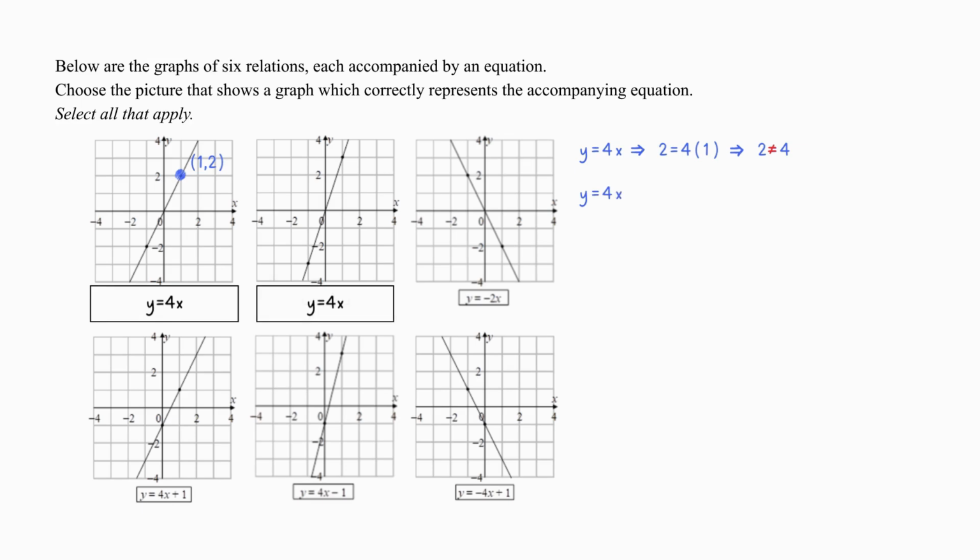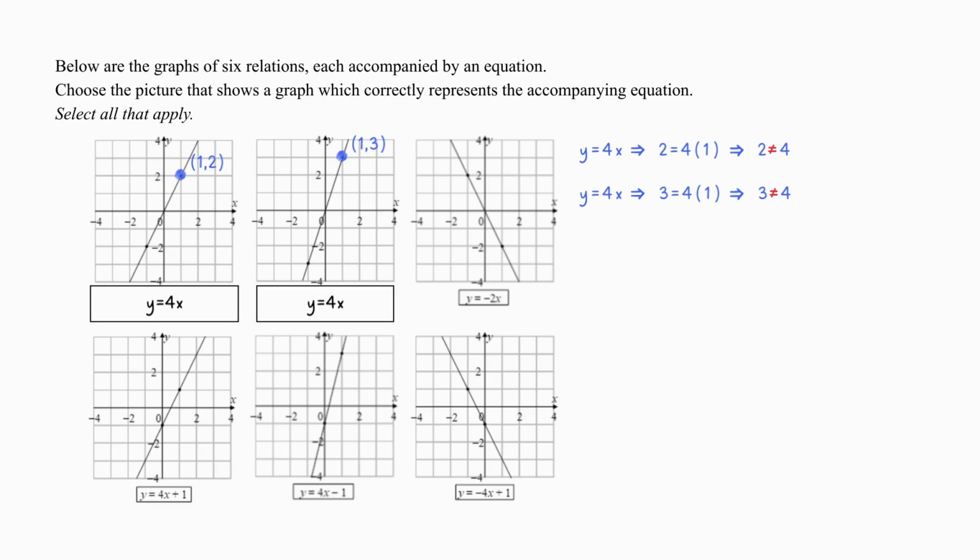Let's pick a point to test, 1, 3. Replace the y with 3 and the x with 1. 3 is equal to 4 times 1. 3 is equal to 4. Again, 3 is not equal to 4. Therefore, this function also doesn't belong to this graph.